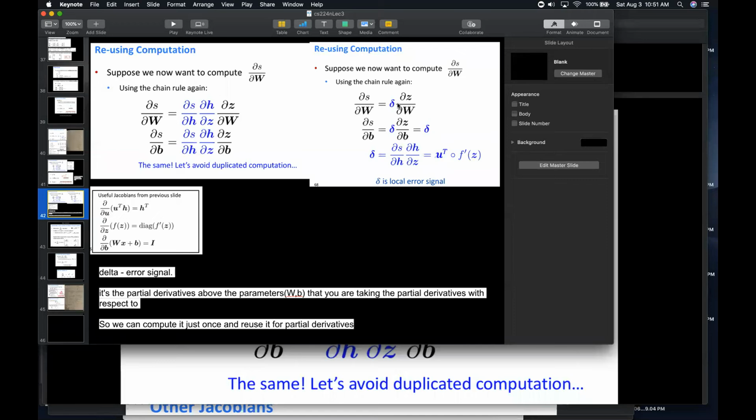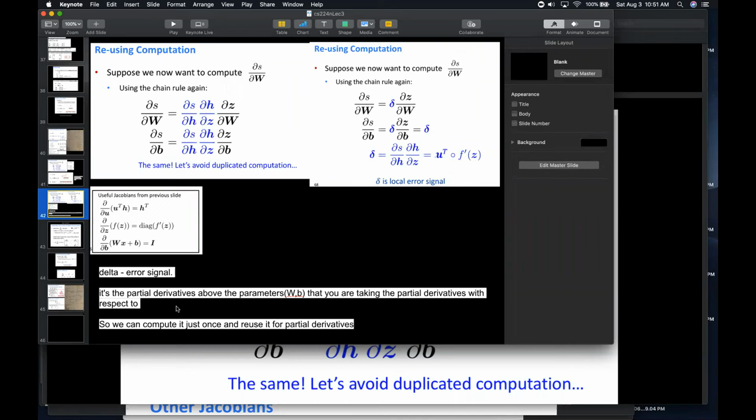This is kind of the differential sign. This is the delta sign, which is for the error over here. So we call this ∂s/∂W is delta times ∂z/∂W. Same thing, you can substitute that in over here. ∂z/∂b we knew was identity, so this gets replaced by nothing but delta. And this delta was ∂s/∂h times ∂h/∂z, and using these formulas, we showed that it was the Hadamard product of U transpose and f'(z).